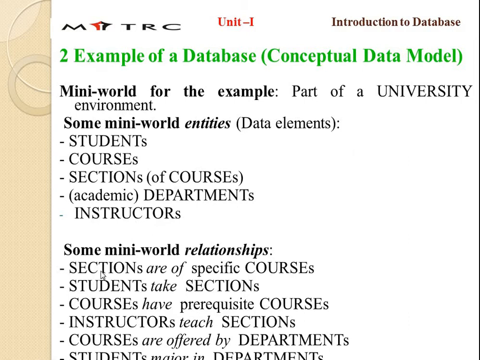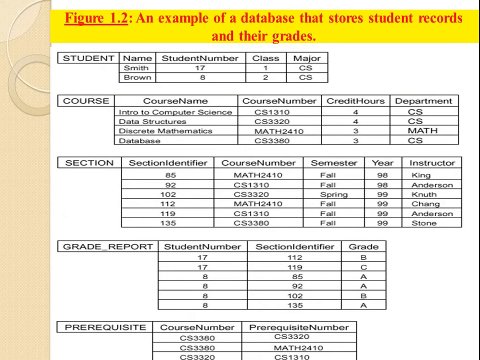So this is a simple representation of how the database will be made up. This simple representation defines what things must be present inside the database. Now if we look at the same concept we saw in the previous slide, we have this as the complete example of a database that stores each student's record and their grades.